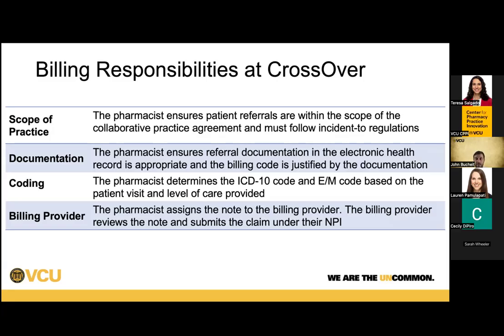The documentation is really probably mostly on the pharmacist as we're seeing the patients. We need to make sure that our documentation justifies the billing codes that we're using. The pharmacist, again, is going to determine the ICD-10 code and the evaluation and management code billed for that visit. And the billing provider is going to review the note and sign off on it, and it's going to be billed under their NPI.